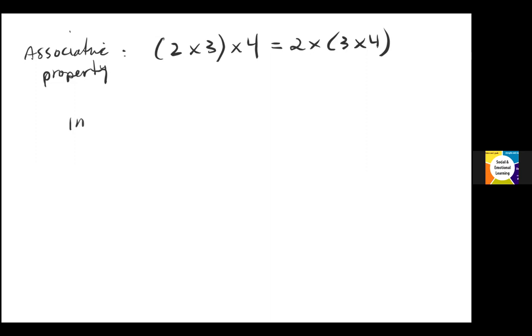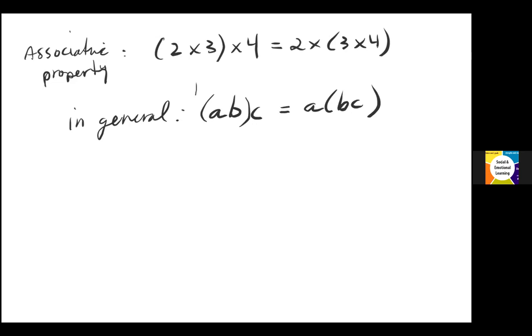So in general, with variables, we write just the same thing. A B times C is equal to A times B C. So there I didn't use any multiplication signs. It means the same thing. So that is our associative property. Again, this might be a review for people, and I'm sorry if it's moving slowly at first, but it's important that we establish these rules before we move on.